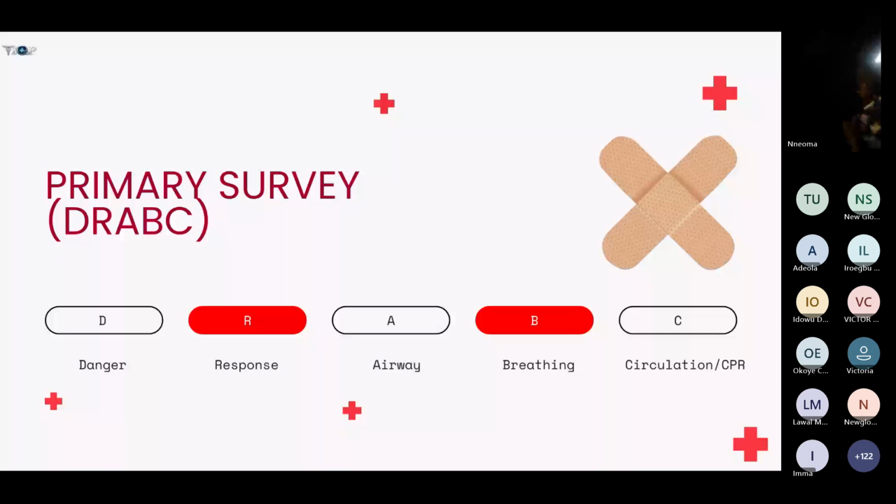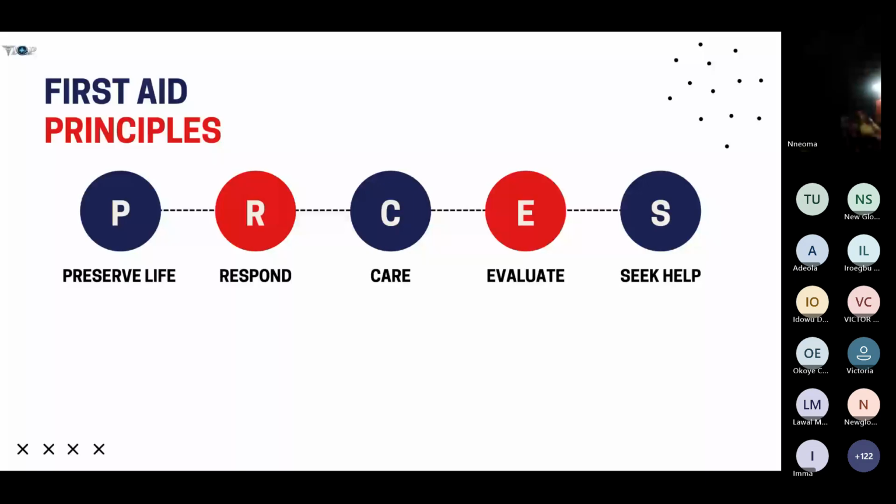DRABC. Now, there are five principles in first aid. Like I said earlier, you're preserving life, you're responding to the emergency, you're caring for the patient, you're evaluating the situation, and you're seeking help. In every emergency, call for help. Do not try to be the hero. Call for help.